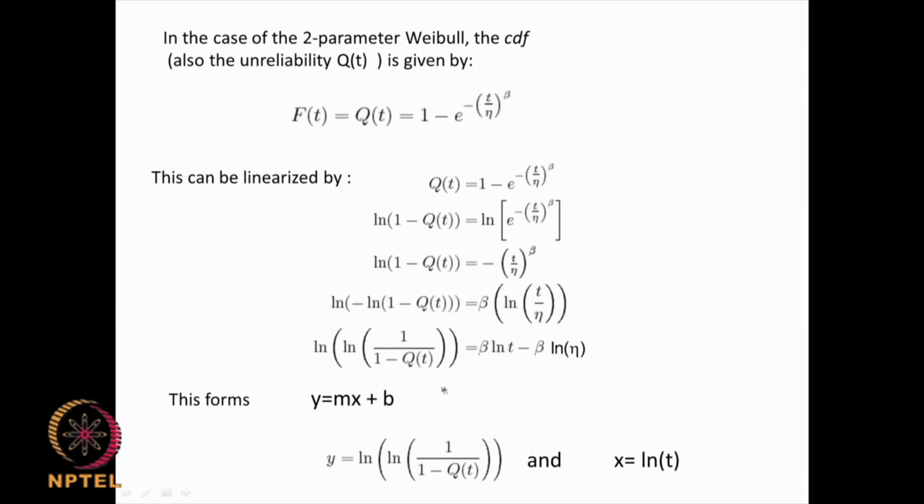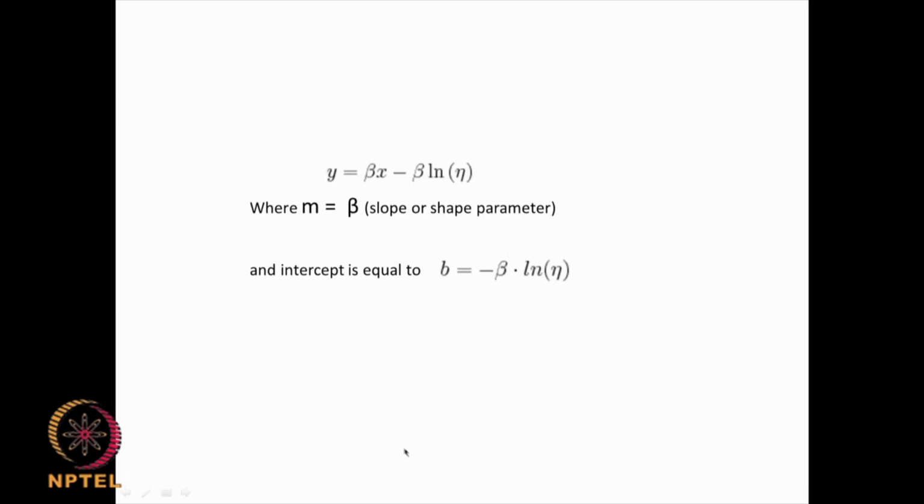This is y, that is on the left hand side, t is your time, ln t is your x, so beta is your slope m, and this whole thing could be the intercept. So if I plot this whole thing as a function of ln t, I will get the slope as beta and the intercept as minus beta ln of eta, right. So it is very easy to do that, but it is not very easy because we need to look at many things as we go along.